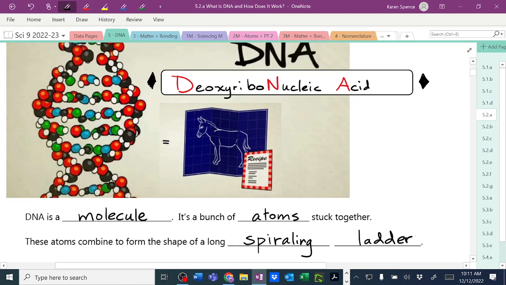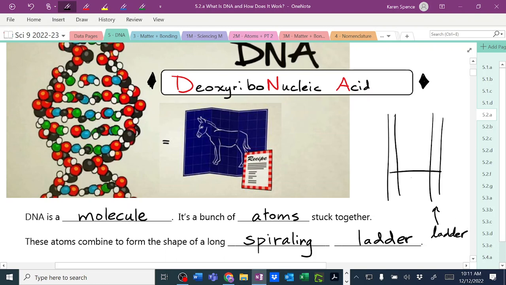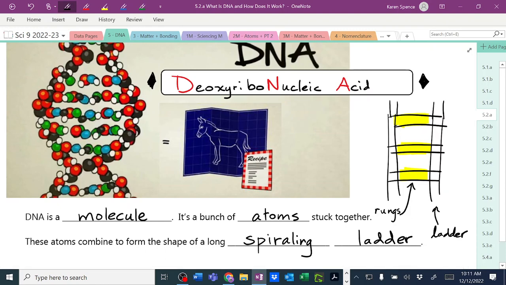Do you guys know what a rung is on a ladder? If you have a ladder, these things here are the rungs. So those are the rungs of the ladder, and the things on the side are just called the sides, okay? Because we will be referring to the rungs and the sides.